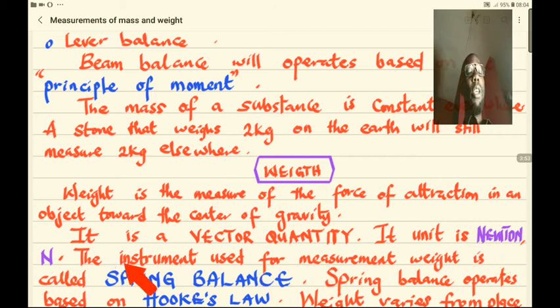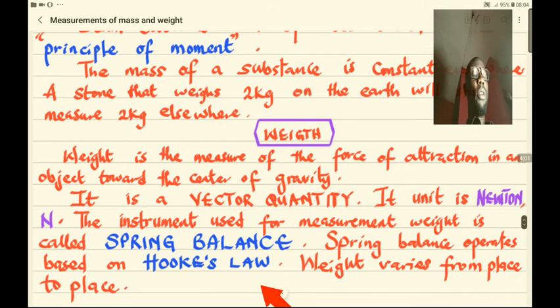The instrument used for measuring weight is called the spring balance. It is very essential for us to know on what basis the spring balance operates. Spring balance operates based on Hooke's law. Weight varies from place to place, unlike mass, which is constant everywhere. Weight varies from place to place.